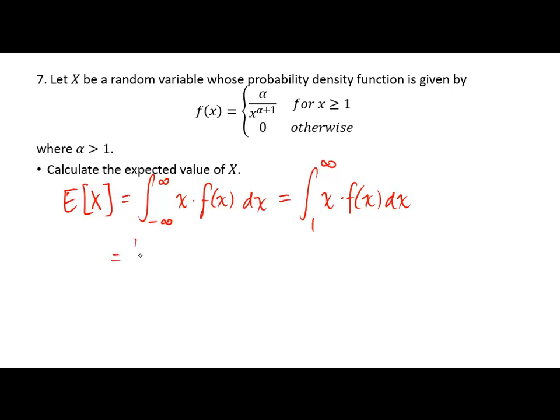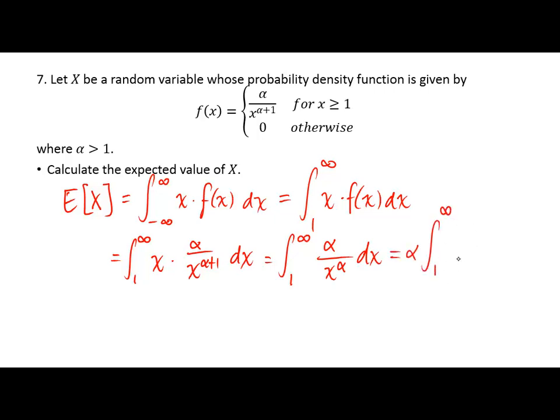So this is the integral from 1 to infinity of x times alpha divided by x to the alpha plus 1 dx. I can put the x's together. This is alpha over x to the alpha dx, because one of the x's in the numerator cancels out one of the x's in the denominator. And so this is just alpha times the integral of x to the negative alpha.